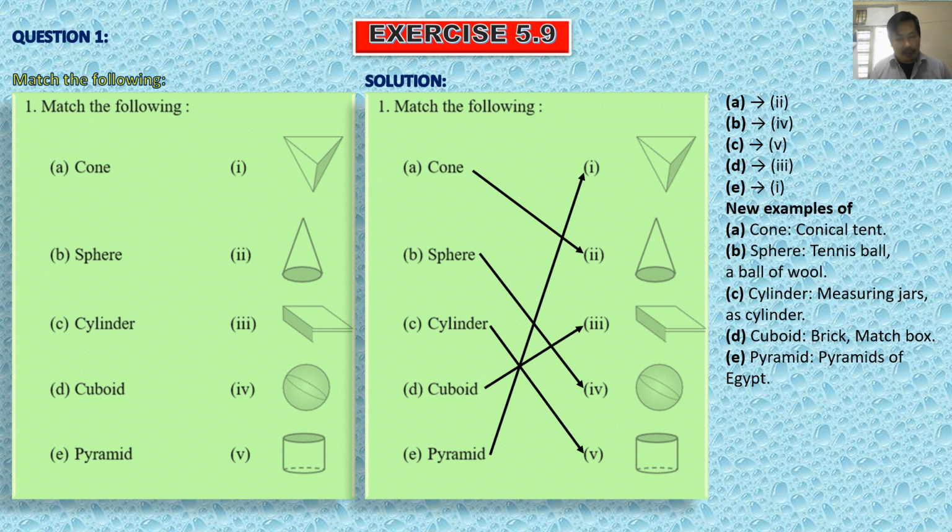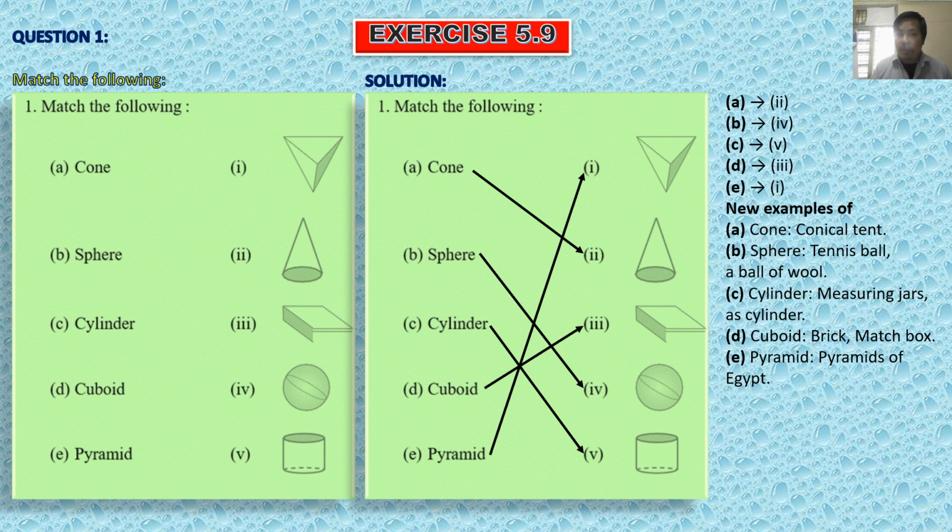Pyramid: the pyramids of Egypt, that you know from the movies, isn't it? If you go to Egypt you can see examples of pyramids. Big and huge pyramids are there. Those were made in the olden days by the pharaohs, the kings and queens of Egypt. So these are the solutions for question number 1.